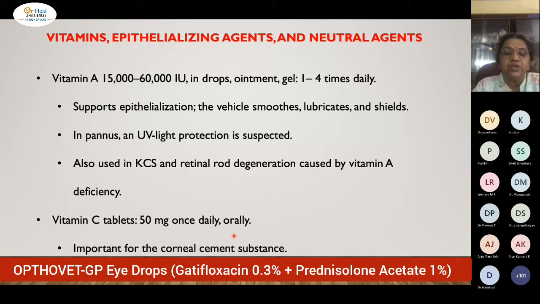Vitamin C tablets are also very important. As I said, the presence of vitamin C in the anterior chamber and in the vitreous chamber is very important for the health of all the structures within the eye. So vitamin C supplementation is also very important, and it is important for the corneal cement substance also, mainly for the stroma.